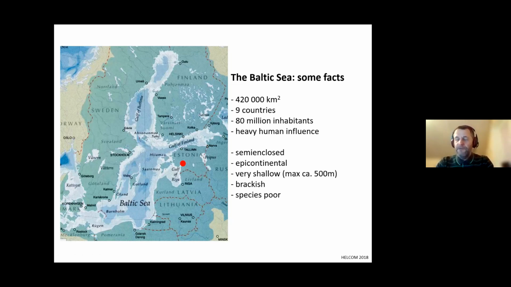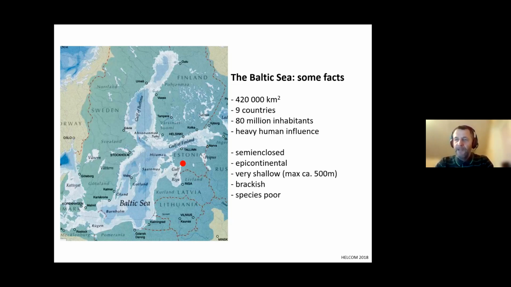It's epicontinental, meaning that it's situated on the continent. Compared to oceans, like the Pacific or Atlantic Ocean, or the Mediterranean Sea, which are situated between the continents, the Baltic Sea is on the continent, and this is why it's very shallow. The maximum depth is a bit less than 500 meters.